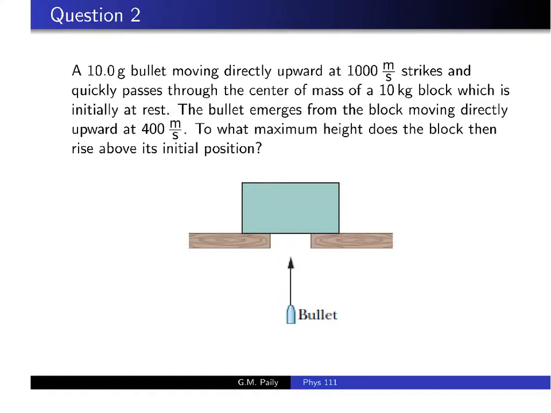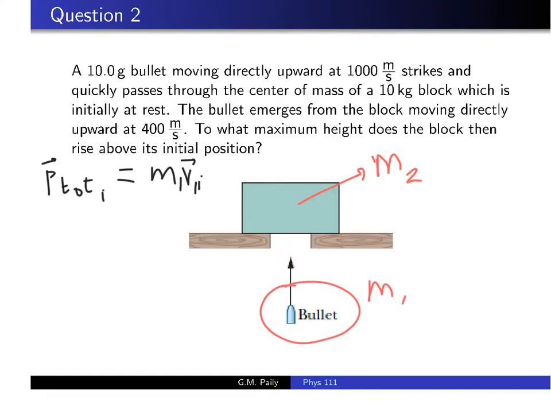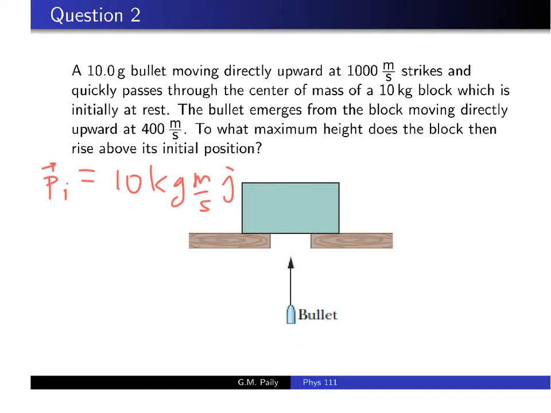Initially, the block is not moving, but the bullet is, and so all the momentum of the bullet block system is contained in the bullet. So we see that the total momentum initially is just the mass of the bullet times its initial velocity. So here I'm denoting the bullet as m1 and the block as m2. Plugging in the numbers, we get that the initial total momentum is 10 kilograms meters per second j hat. Don't forget to convert the 10 grams into kilograms.